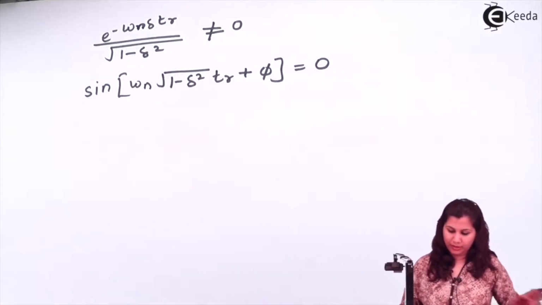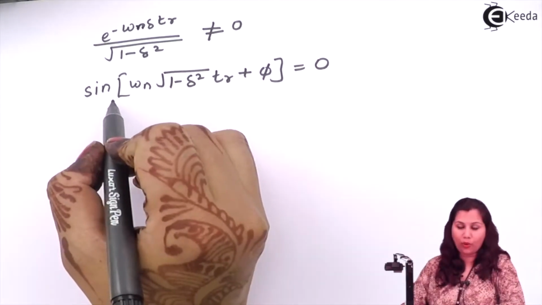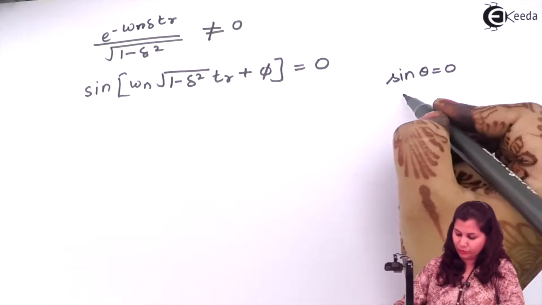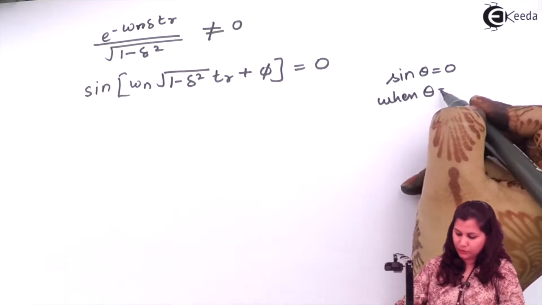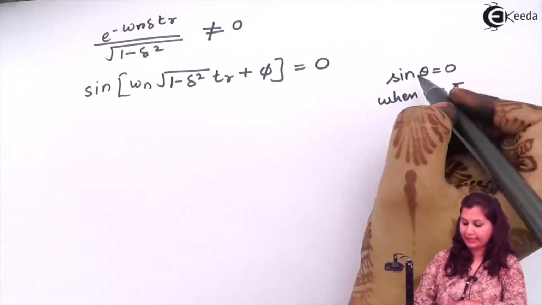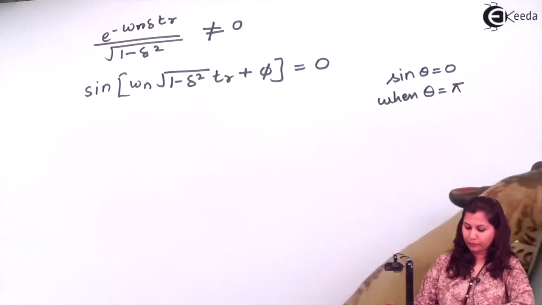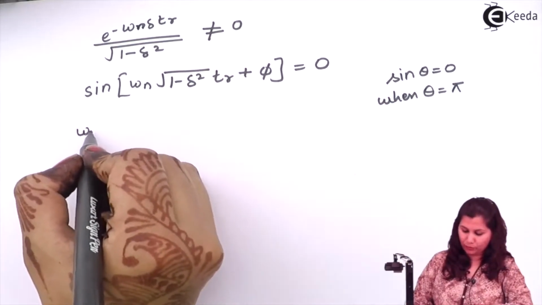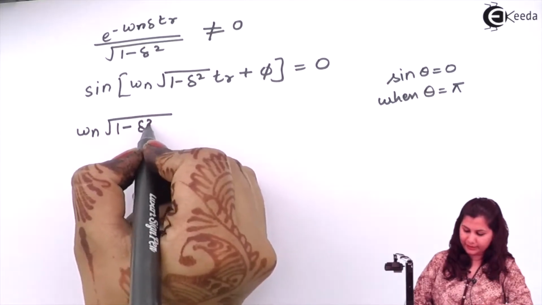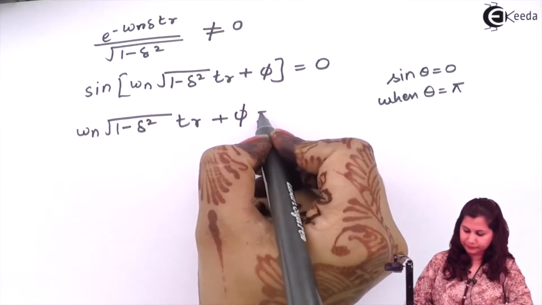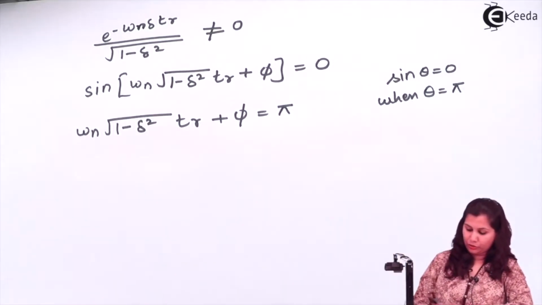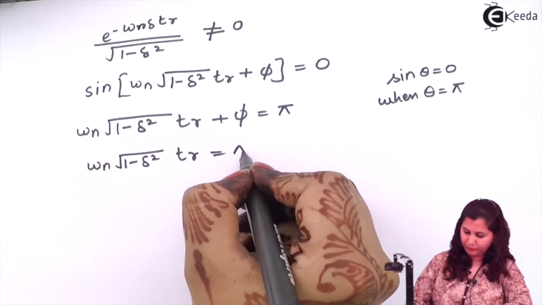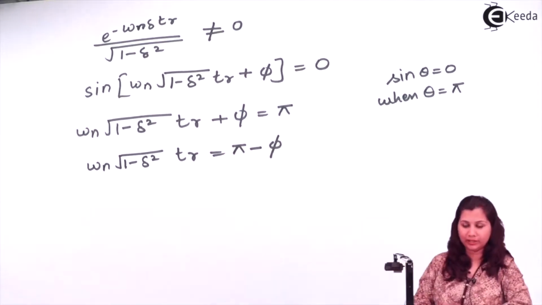Okay, so when will this value of sine be equal to 0? That is when the value of sine theta is equal to 0, when theta is equal to pi. So sine theta is 0 when theta is equal to pi, so this term, that is theta, has to be equal to pi. So omega n under root of 1 minus del square, equate this to pi. So we will get omega n tr equals pi minus phi, shifting this phi to the right hand side.